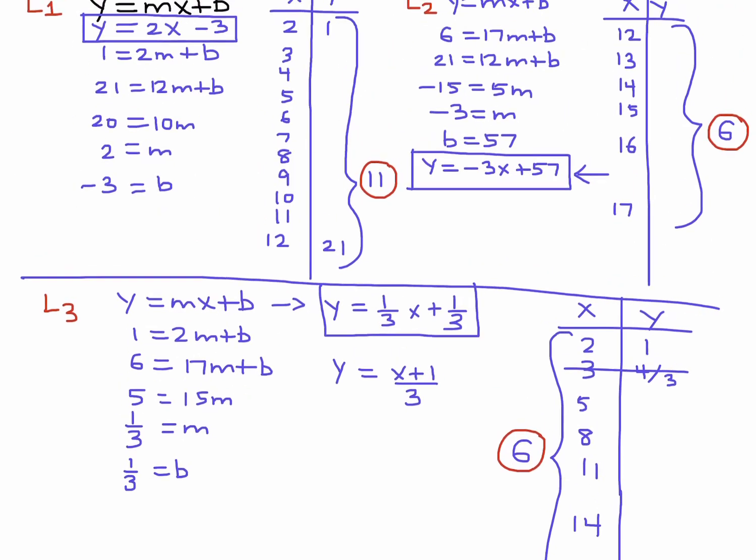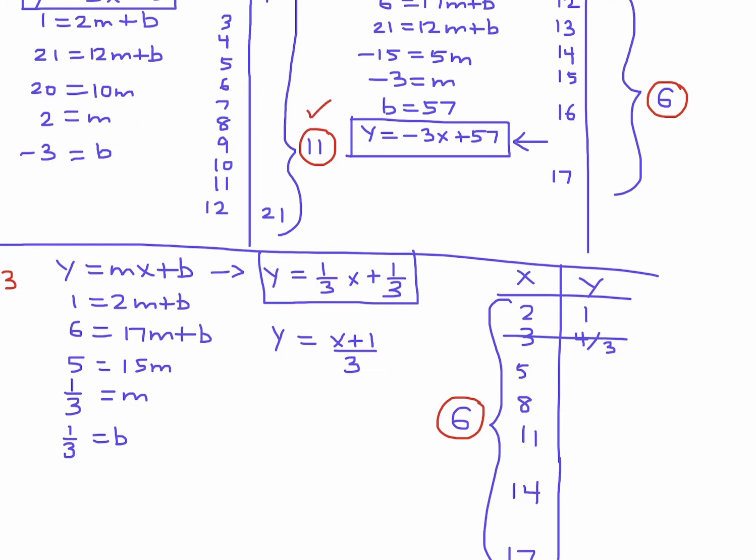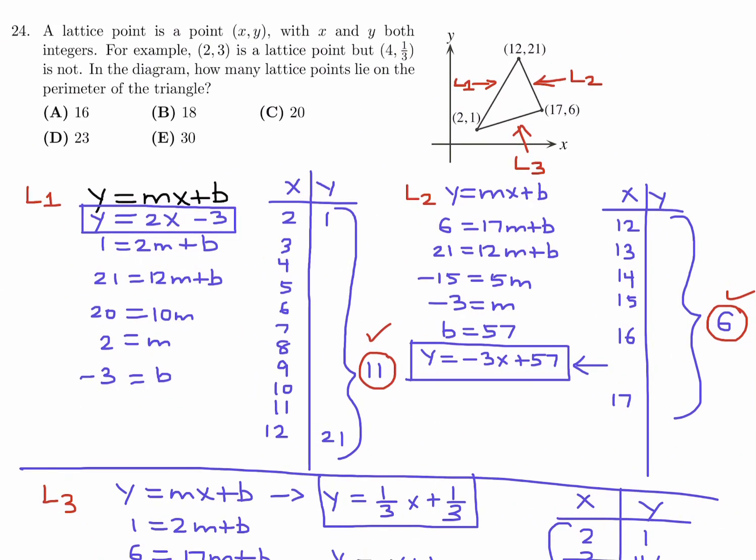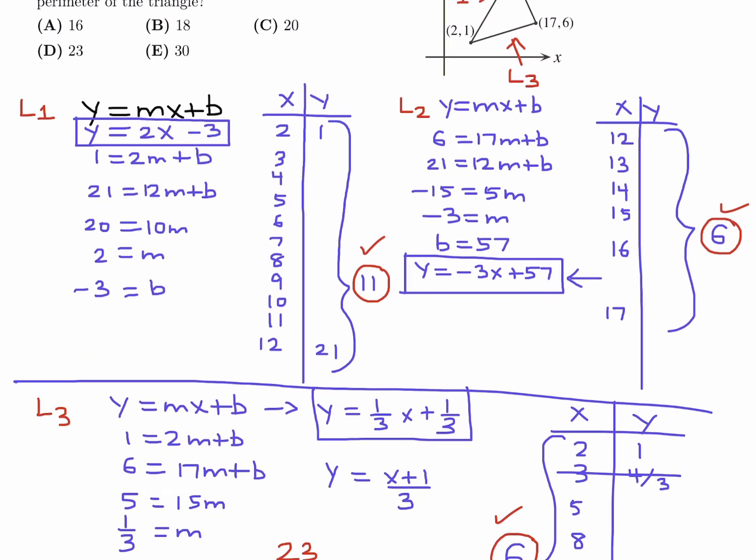So let's see, how many did I get in total? I got 11, 6, and 6. 11 plus 6 is 23. But please take a little bit of time before circling 23 and moving on. Why? Because 23 is not the right answer. You say, well, why? What's the story here? You did everything correctly. I followed everything.